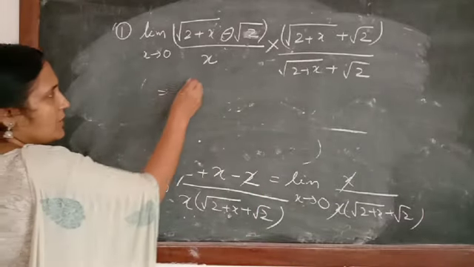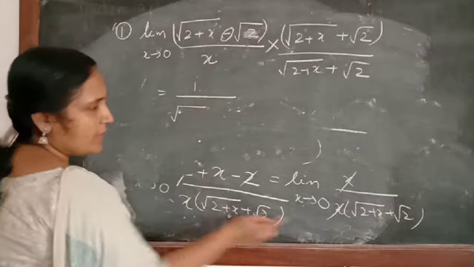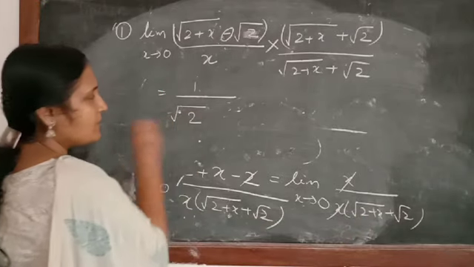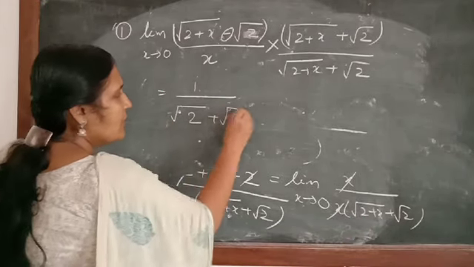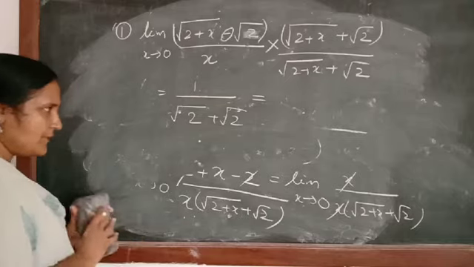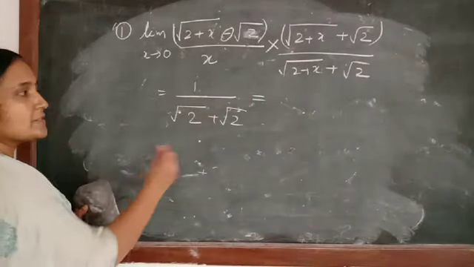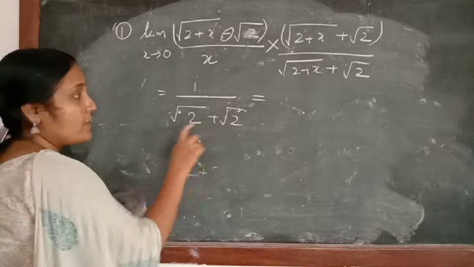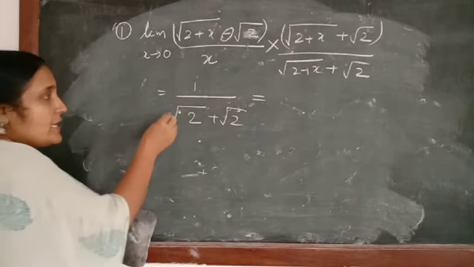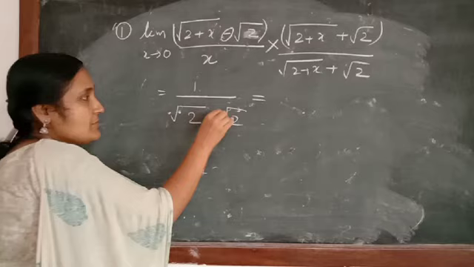So it will be equal to 1 by square root of 2 plus 0. So that will be equal to square root of 2 plus square root of 2. What will be root 2 plus root 2? Root 4. No, root 2 plus root 2. Whenever in square root same numbers are there, we are adding the coefficient which is written there.